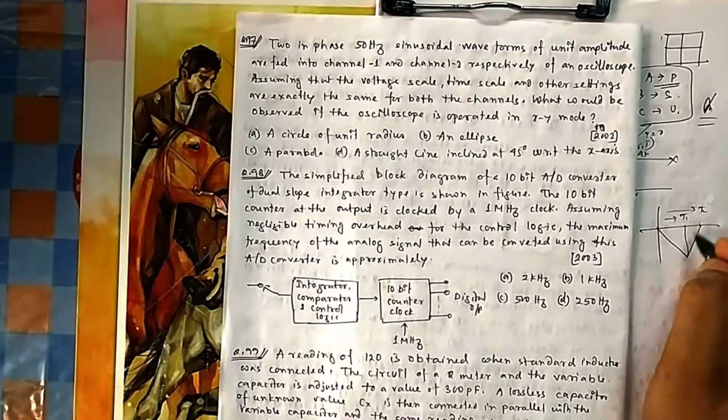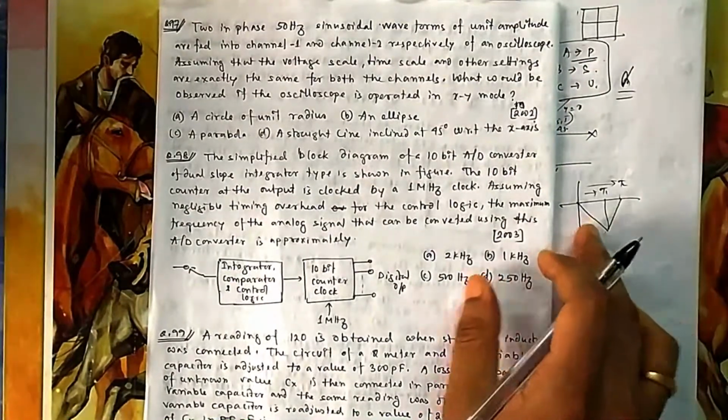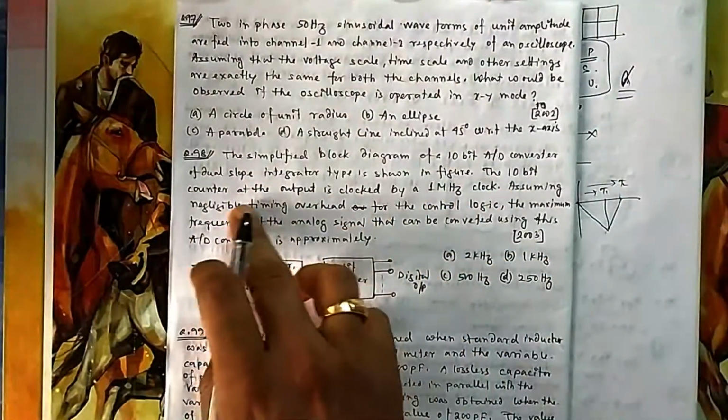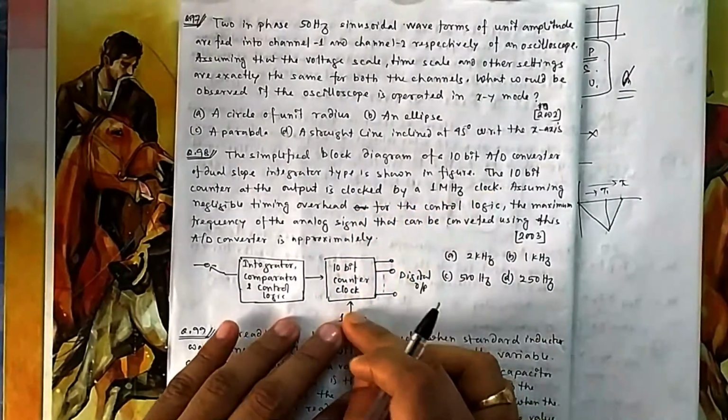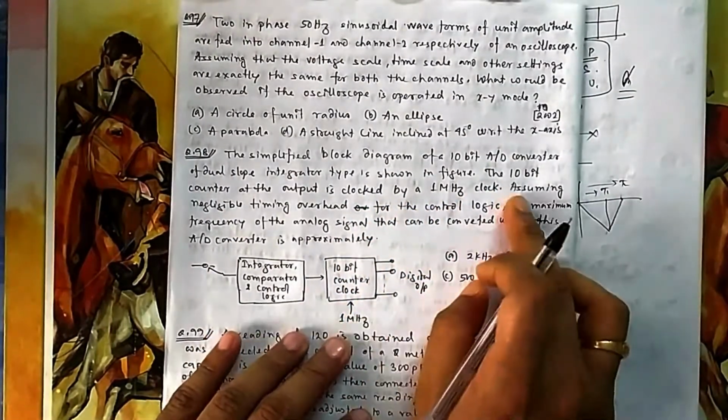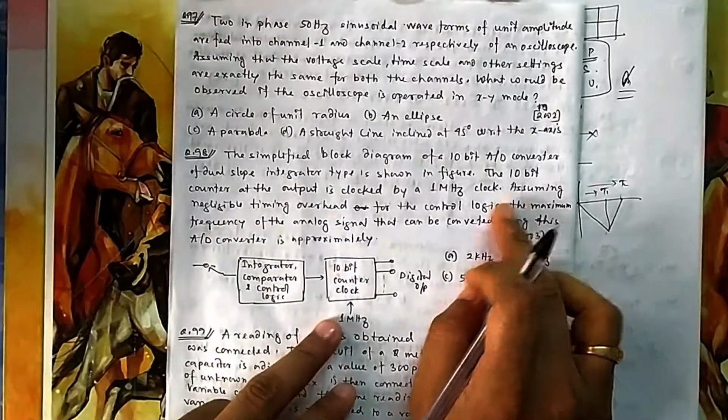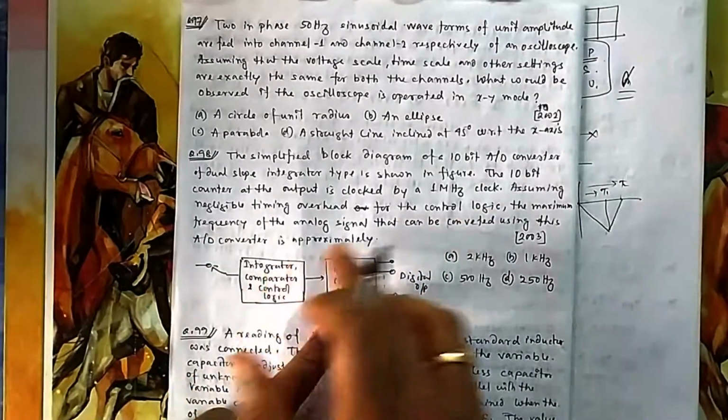First integrator and then de-integration. You can check that dual slope we have explained in detail in the theory. I will give a link to that one. So a 10-bit counter output is clocked by a 1 megahertz clock. Assuming negligible timing overhead for the control circuit, this time we will not consider.